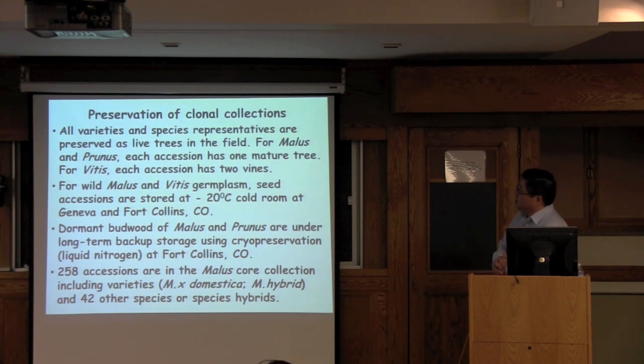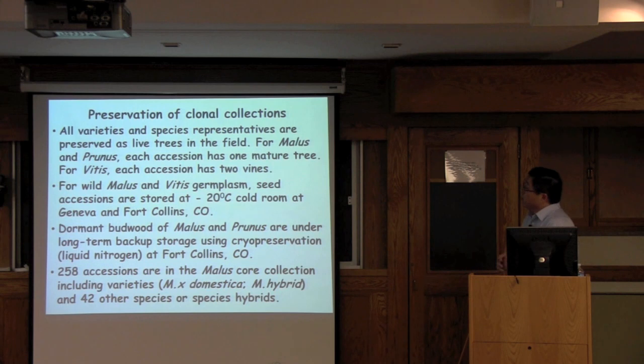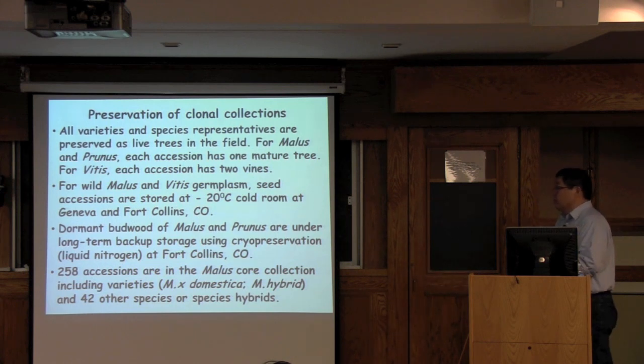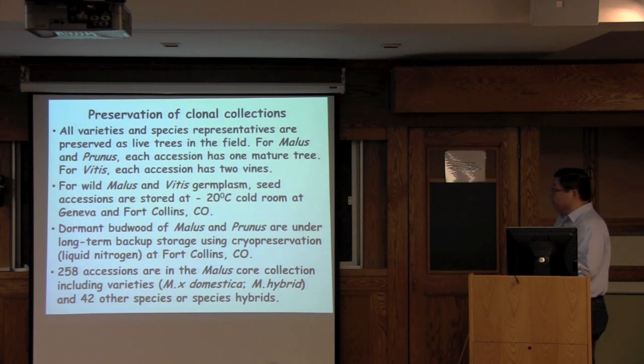For the wild Malus and the Vitis germplasm, all the wild seed collected from the wild, we store at -20 in a cold room. We have 1 cold room in Geneva, and also 1 in Fort Collins. A lot of dormant budwood for the Malus, also the Prunus, is under long-term backup storage using cryopreservation. Basically, we store them in liquid nitrogen at Fort Collins, Colorado.